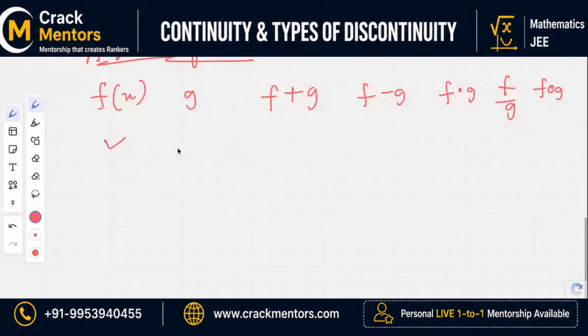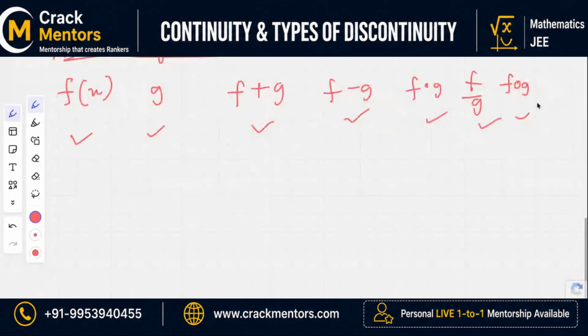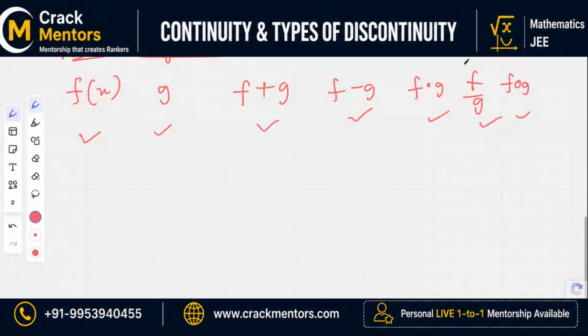Okay, see, let's say f and g are continuous. A tick means continuous, okay? So all of this would be continuous. Now, can you tell me by very common sense, f by g is continuous, but can you specify a point where this would be discontinuous? And think how discontinuous functions are formed.